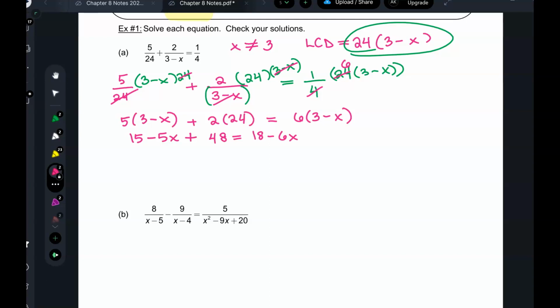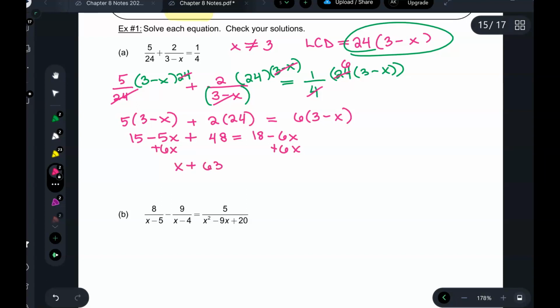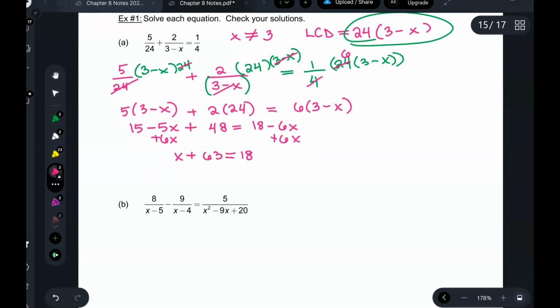63. So I'm going to add 6x also at the same time. So this is going to be x plus 63 equals 18. Subtract 63 from both sides.